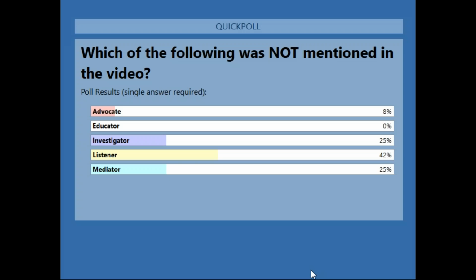Okay, I can't see the results. So what do the results say? 8% said advocate, 0% said educator, 25% said investigator, 42% said listener, and 25% said mediator. So if we were on that game show where you asked the audience, probably the person would say, well, it must be listener because that's what most of the people said, and that would be the correct answer. It doesn't say listener, but that is not one of the ones that was mentioned.